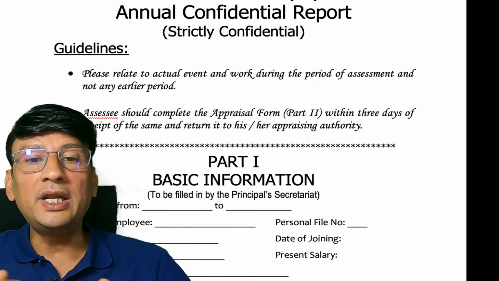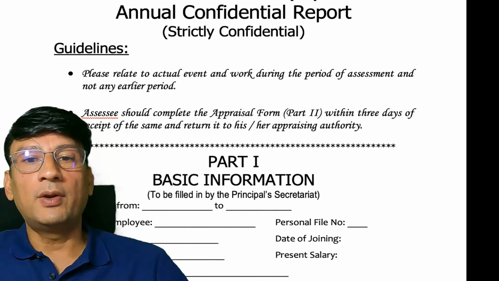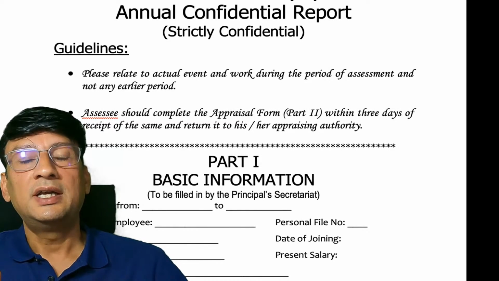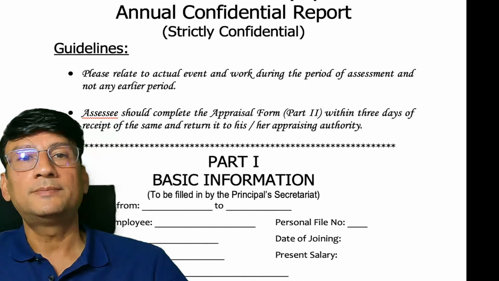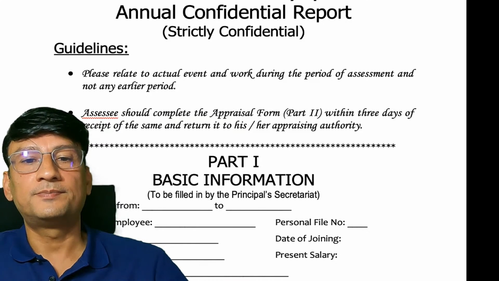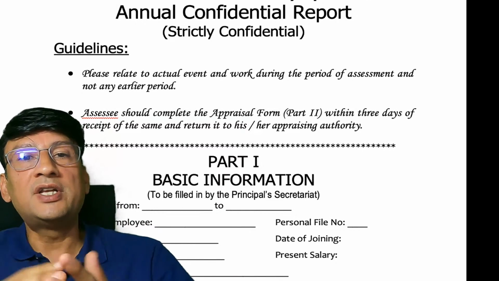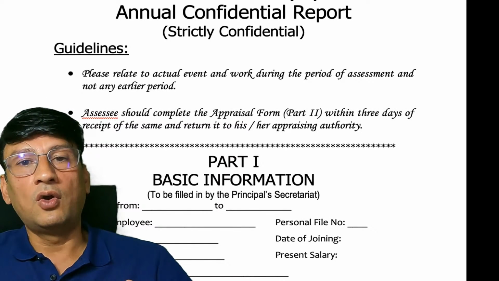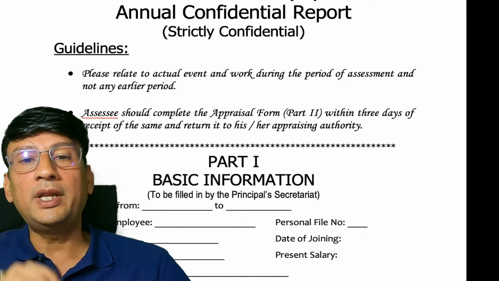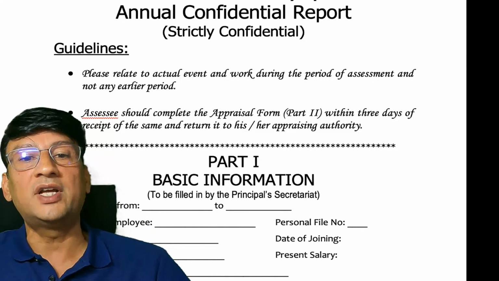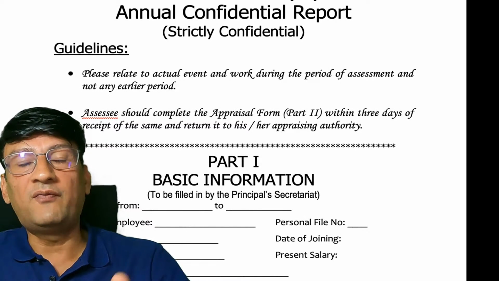Then the next point is how many leaves the employee has taken. If the teacher is taking regular leaves, then we will get to know from this ACR. This has to be cross-verified from the attendance register. Number of half days taken, number of late arrivals in school. If a teacher has a habit of late arrivals, in the normal course we are not monitoring, but when it comes to the ACR, we monitor and get to know how many late arrivals, half days and leaves there were. So we get to know about the seriousness of the teacher while filling this ACR.